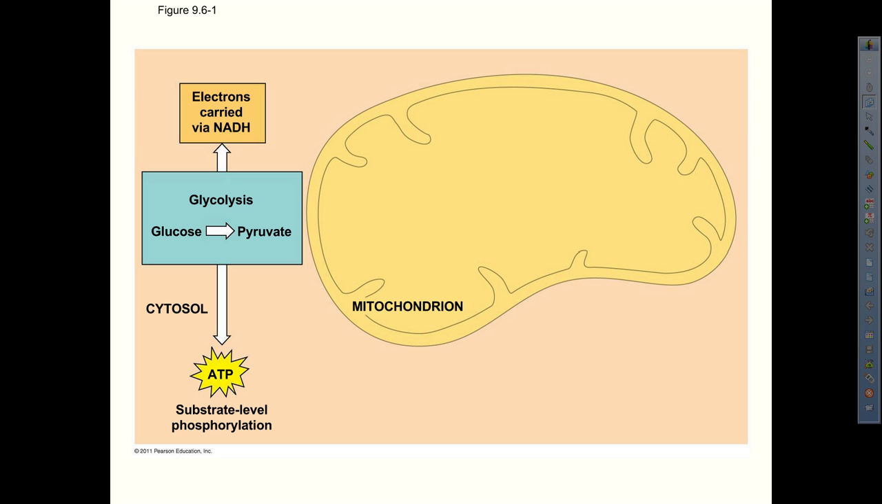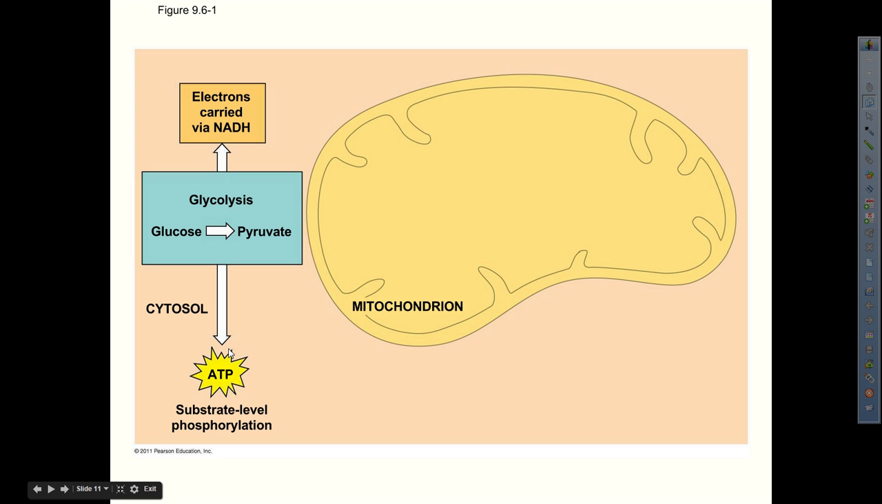And so, on your slides, this is all in one. I'm going to go through step by step a little bit. So glycolysis, again, is happening in the cytosol or the cytoplasm of the cell. We are taking in glucose, a 6-carbon molecule, and we're making pyruvate. We're actually making 2 molecules of pyruvate. It is a 3-carbon molecule.